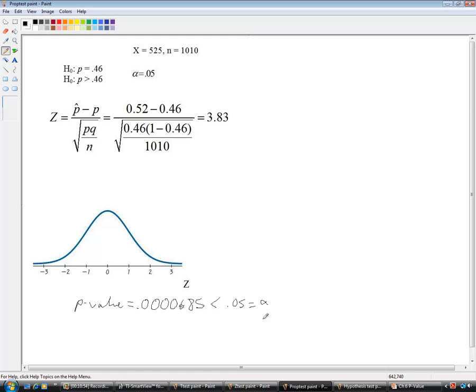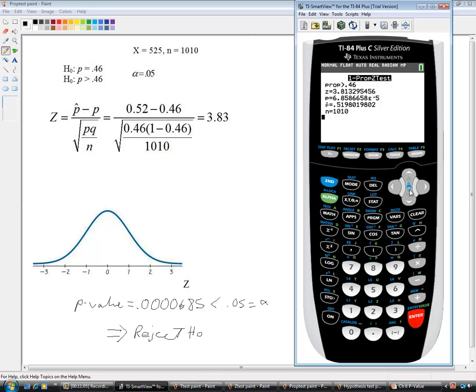So 0.0000685 is less than 0.05, which is alpha. So therefore we reject. And that is how you use the calculator to find p-values along with the test statistic information to run hypothesis tests.